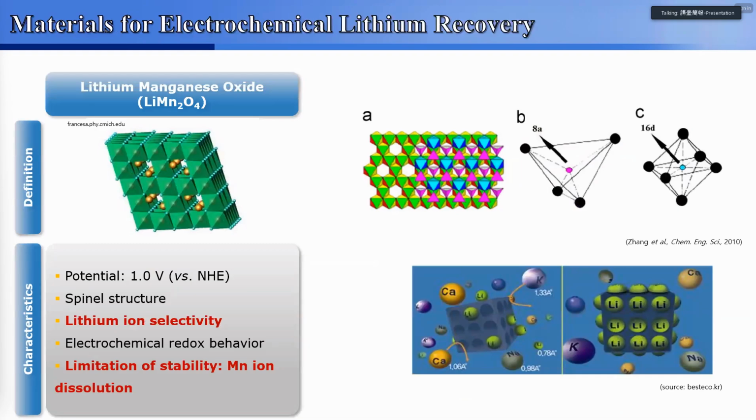As you know, lithium manganese oxide is a well-known material for lithium-ion selective absorbent because of its very narrow crystalline structure, so it is widely used as a lithium-ion selective material. And also, this material has electrochemical redox behavior, so it is possible to use it for the electrochemical ion separation process. However, manganese ion dissolution during charging and discharging is a limitation of stability.